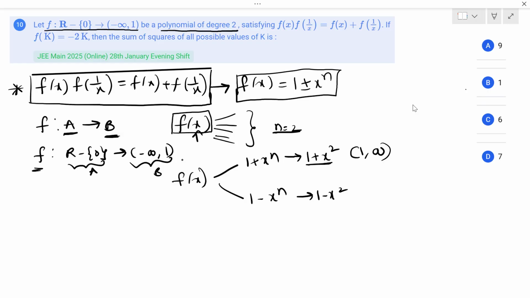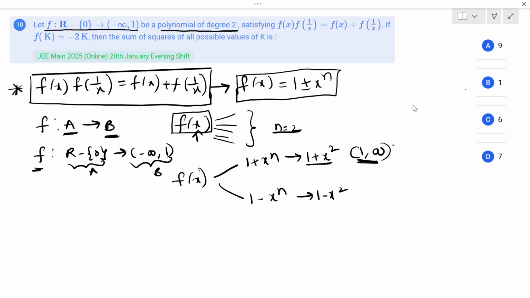But what he has given, you see in the question, is the codomain as minus infinity to 1, which is always less than 1. Can you get a range more than 1? 1 plus a positive is more than 1. Can you get a range other than the codomain? The codomain is less than 1. But you are getting more than 1 as a range.